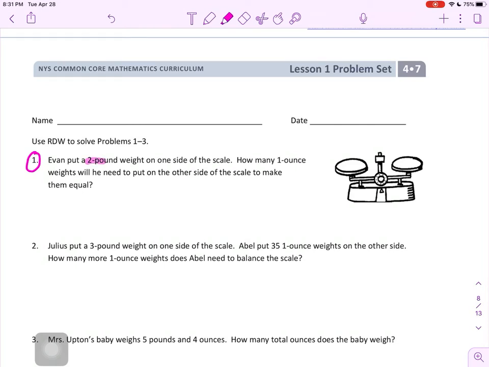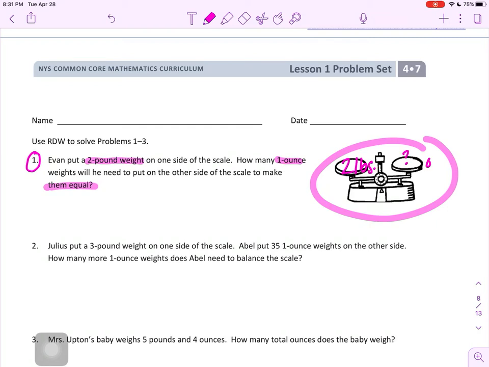So here we go. Evan put a 2-pound weight on one side of the scale. Here's our scale. How many 1 ounce weights will he need to put on the other side of the scale to make them equal? So I know that over here we have 2 pounds, and I need to know how many ounces over here. This is kind of a silly mistake trap area, to make sure that you're converting to the correct unit and reading what unit they want your final answer in. In this case, our final answer has to be in ounces.